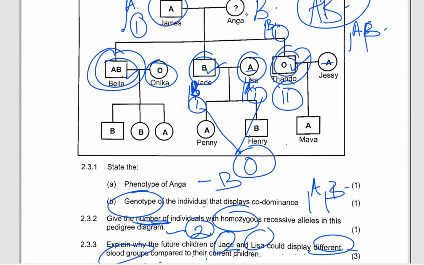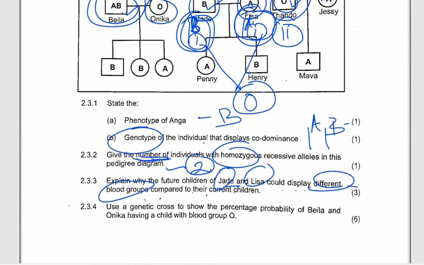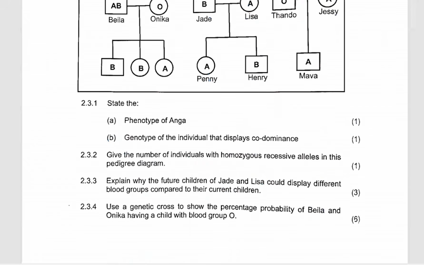But I need to find out what is the genotype of Lisa, which is blood group B heterozygous, and also JD is blood group B heterozygous, and also Lisa is blood group A heterozygous. So you see that to obtain any answer related to this, make sure that you look at the babies, what they have produced. Then you are able to obtain those blood groups. Yes. So we go to the next question.